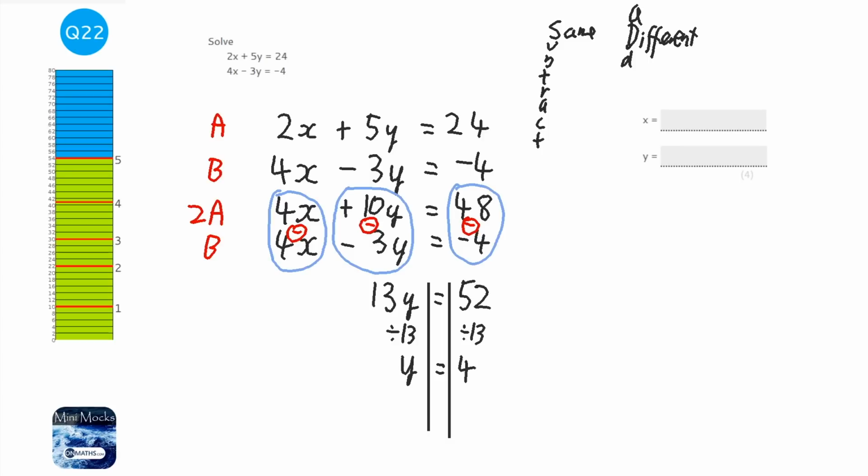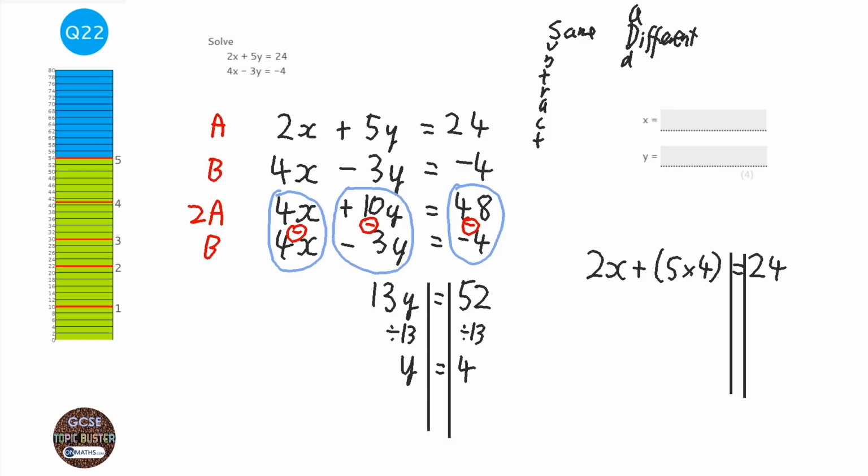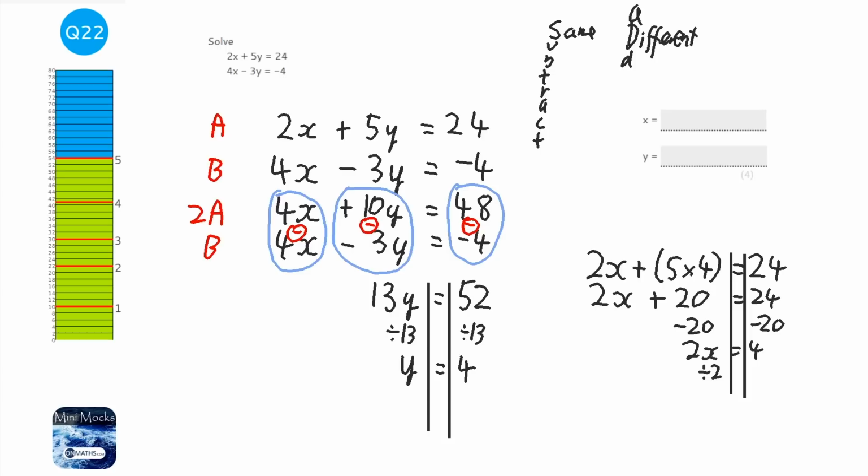4. Then I'm going to pick one of the equations from the question and I'm going to substitute the 4 in. I'm just going to pick the top one, so 2x plus 5 times 4, because we know that y is 4, equals 24. And again, put my lines in. So it's 2x plus 20 equals 24. Take away 20 from both sides. 2x equals 4. Divide both sides by 2. Extend my lines a little bit.